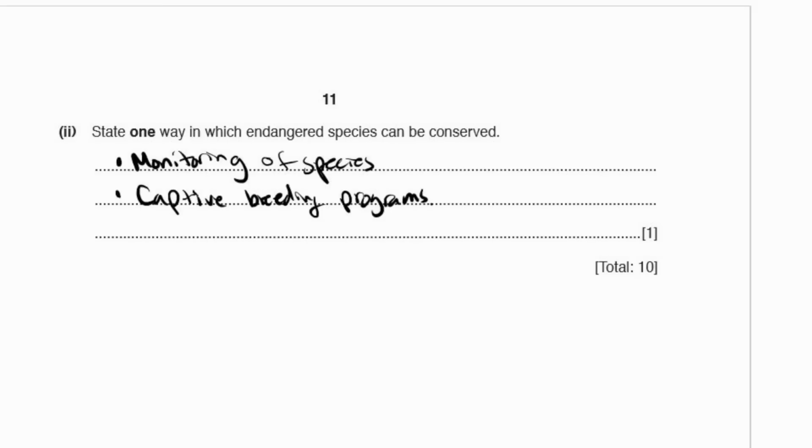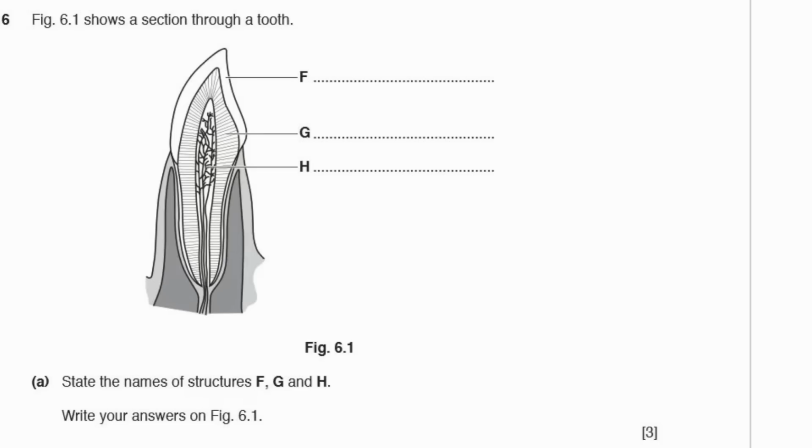You can preserve the embryos, and you can ban hunters. There's lots and lots of things you could put down there. You only want one way, though. I put down two. You can do many other things. If it says one, though, you should only put down one. That's all they want.